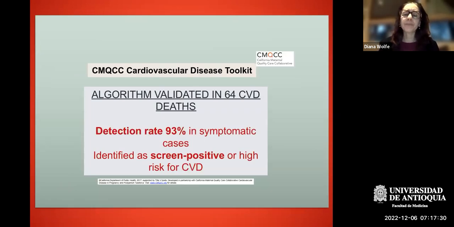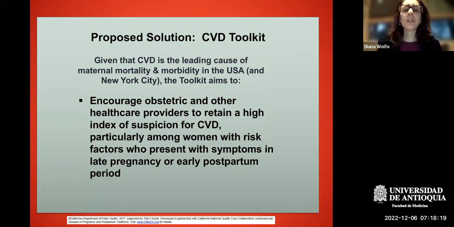Y este grupo, entonces, desarrollaban un toolkit y cuando hacían esta aplicación a las 64 personas que morían, se mostraba que tal vez se podía salvar 93% de casos. 93% de estas mujeres que perdían su vida podían ser positivas a riesgo para enfermedades cardíacas cuando se aplicaba este tool que este grupo desarrollaba. Entonces, esto es una solución que es un propuesto como una solución a este problema.